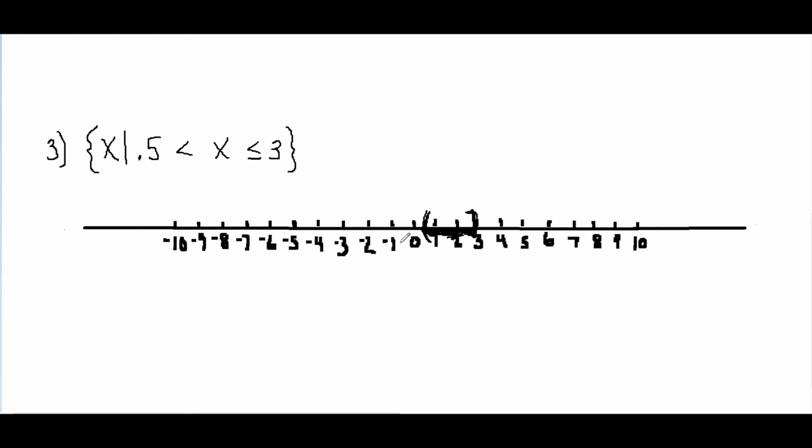The interval notation, again, very simple. I'm just copying this down and I'll plug in my values. So on the left here, I've got a parentheses. The number associated with it is 0.5. And I put a comma, and the number associated on the right side is the 3. And then I enclose that with the bracket. And there it is in interval notation. I hope you find that easy to do.